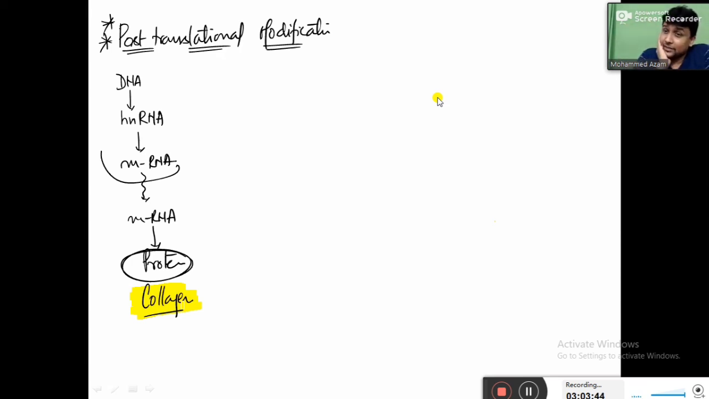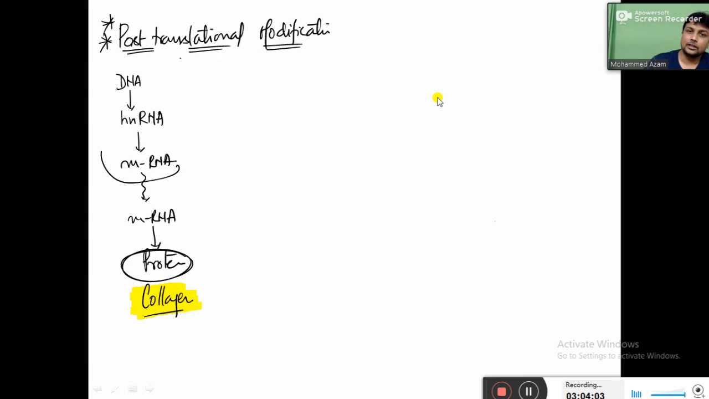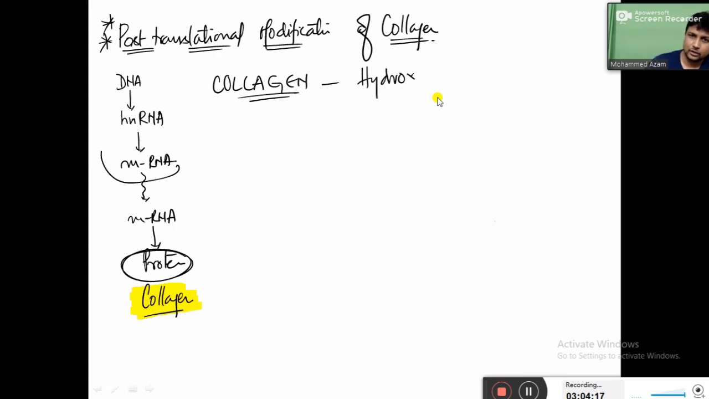So therefore, my dear friend, is it possible to learn the modification of every protein? Is it possible to learn the modification of each and every protein? Not at all possible. So therefore, you have to learn for the exam the modification of collagen protein. Which protein? Collagen. And now please write down there, the post-translational modification of collagen. Write, sir. What is the modification in collagen? Hydroxylation.